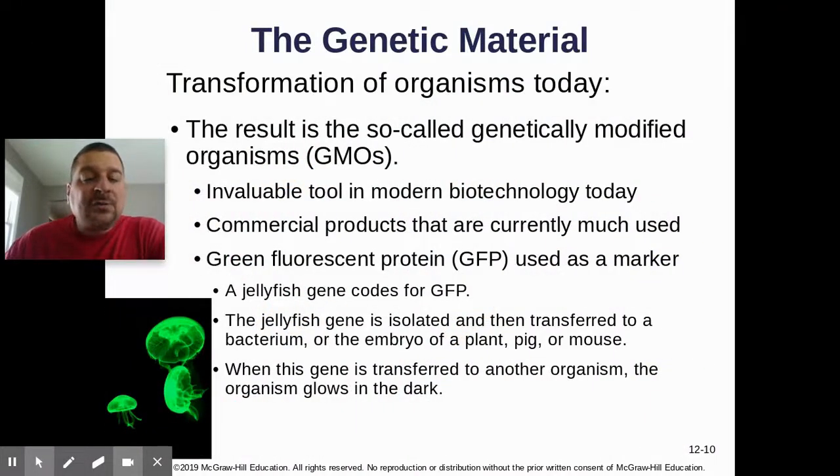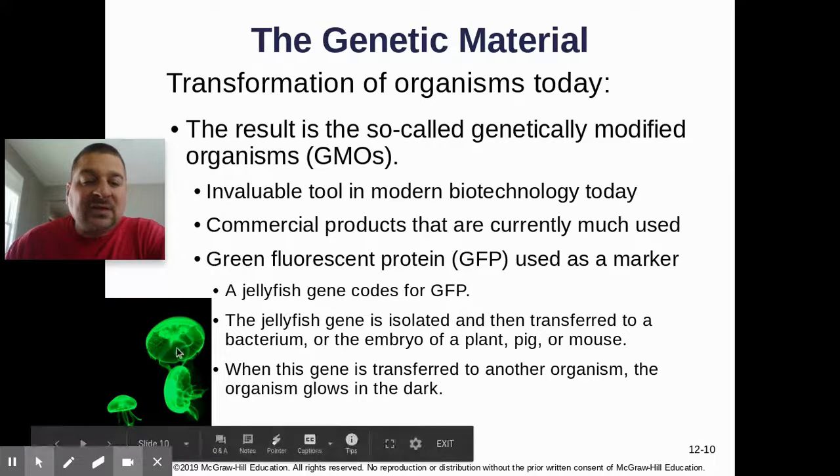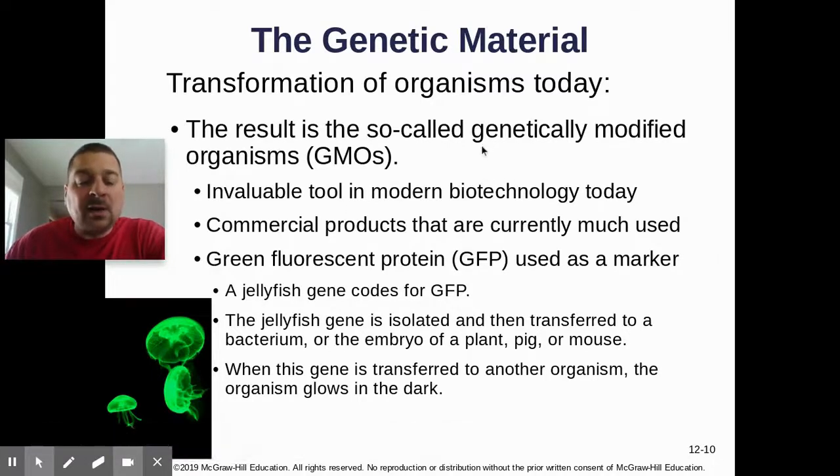We still use this transformation process today. We call them genetically modified organisms. And in the biotech chapter, we'll get a little bit more into this. One of the invaluable tools is the GFP, a green fluorescent protein found in the jellyfish. And we've used this green protein a bunch as a genetic marker. And we'll actually work with it in our little AP bio lab in our high school. And it actually makes them glow under UV light.